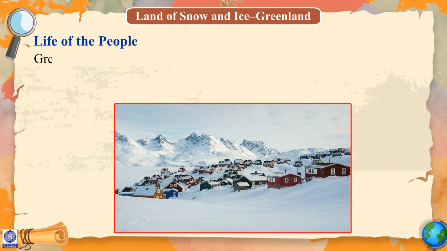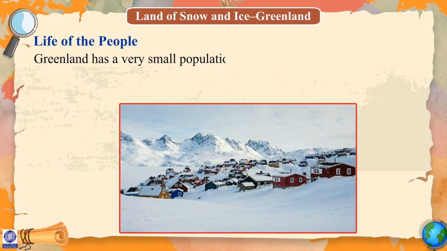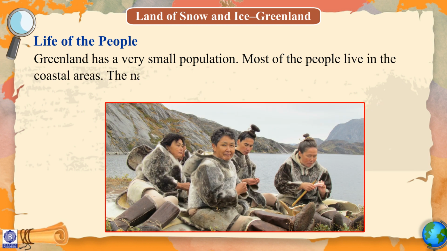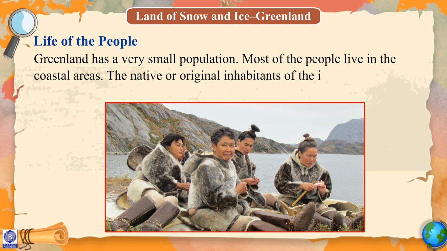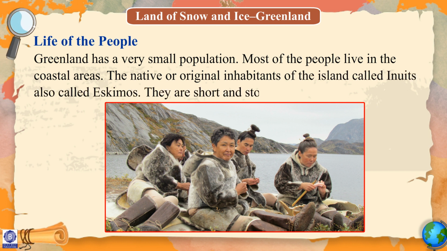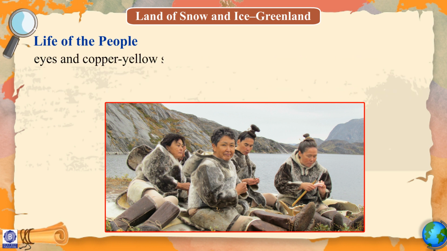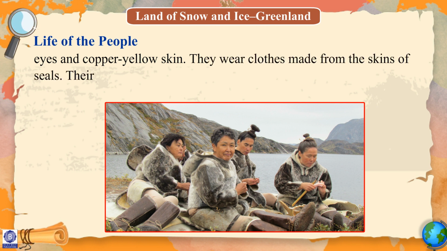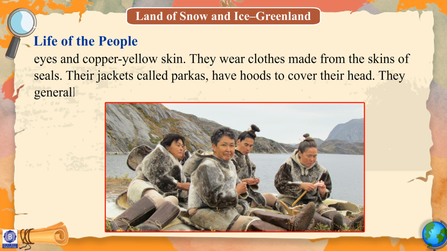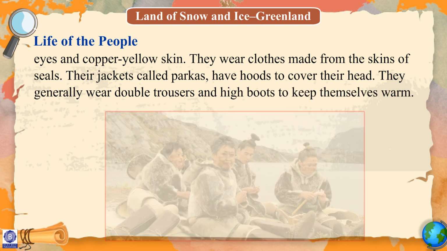Life of the people. Greenland has a very small population. Most of the people live in the coastal areas. The native or original inhabitants of the island are called Inuits, also called Eskimos. They are short and stout. They have flat faces, narrow eyes, and copper yellow skin. They wear clothes made from the skins of seals. Their jackets, called parkas, have hoods to cover their head. They generally wear double trousers and high boots to keep themselves warm.